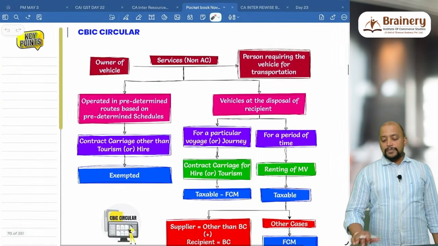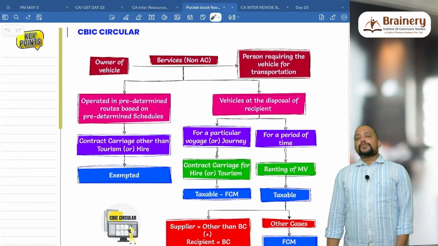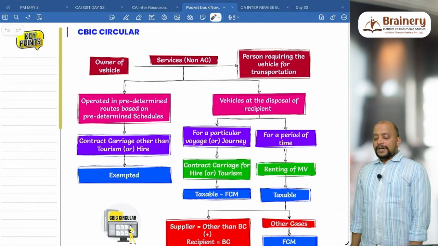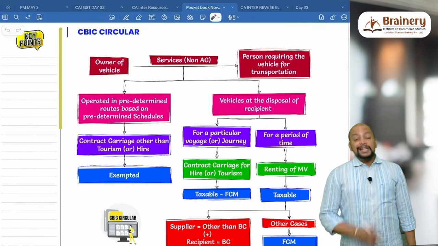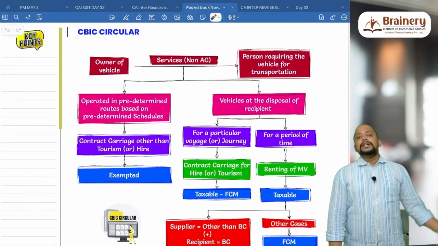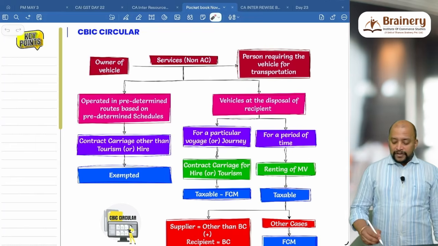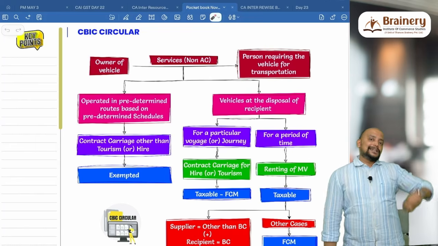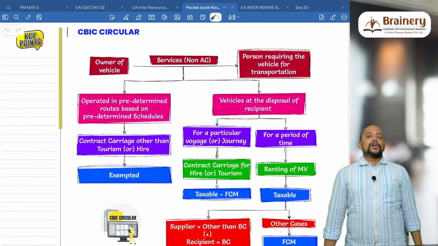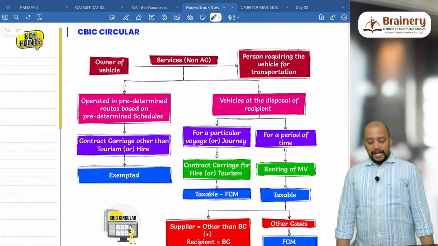Then we have a CBIC circular. There is an owner of a vehicle. That owner of the vehicle is providing non-AC contract carriage, that is non-AC vehicle, to the person requiring vehicle for transportation. If this vehicle is operated on a predetermined route, on a predetermined schedule, it will come under the category of contract carriage other than tourism or hire, and it will be exempted. Suppose if the vehicle is at the disposal of the recipient for a particular trip or voyage, then it will come under contract carriage for tourism or hire, and it will be taxable. And always FCM, we don't have RCM.